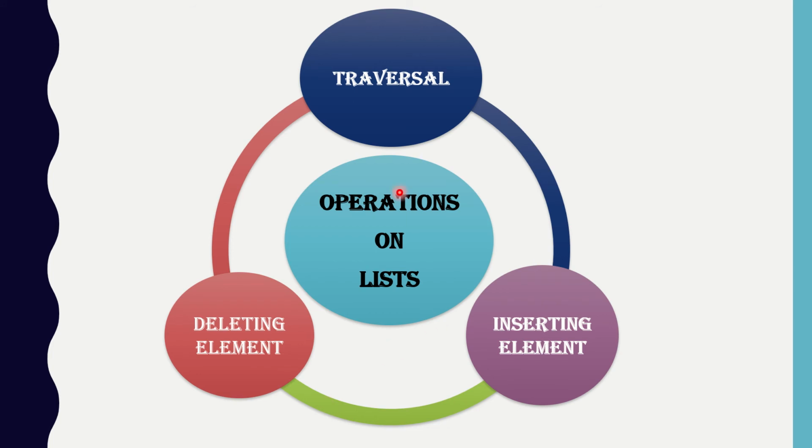In Python, we perform three basic operations on a list, that is traversal, inserting an element and deleting an element from the list. All the remaining operations are generally a combination of these three only. So we'll be looking at the three operations one by one.